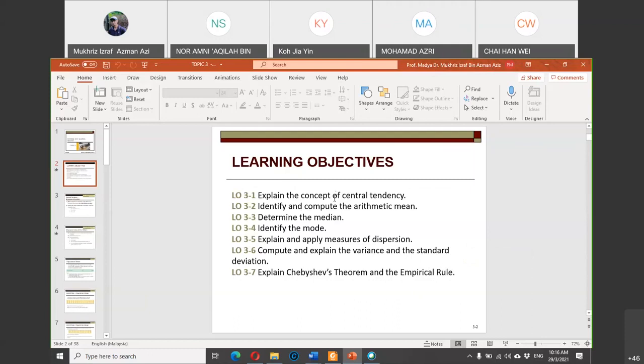For today's lecture, we're going to cover items 1 until 4: the concept of central tendency, mean, median, and mode. We're going to cover these first 4 components. And then in the following class this week, we're going to cover the measures of dispersion, because once you understand the concept of central tendency, we proceed to the second part, the measure of dispersion, and also finish up the empirical rule.